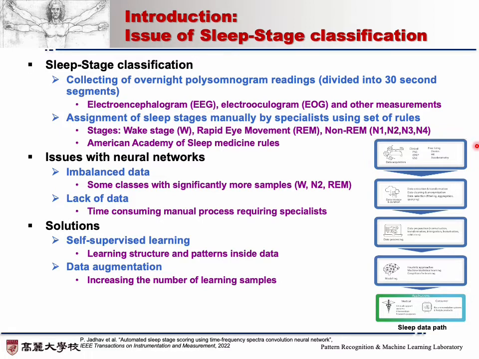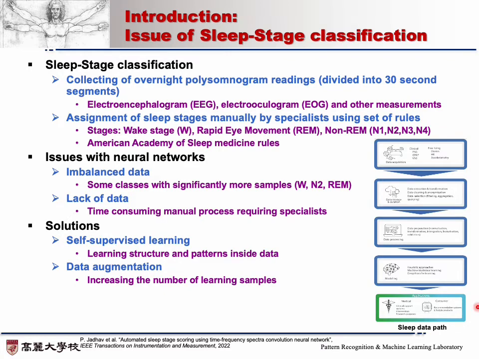After collecting the signal data, it is divided into segments of 30 seconds. Then these readings are collected, and the next step is to call a sleep specialist to divide segments into sleep stages. Sleep stages themselves are divided into wake stage, or W, rapid eye movement stage, or REM, and non-rapid eye movement stages, N1, N2, N3 and N4. Here the deeper stage has the higher number. The classification is conducted using a set of rules such as the American Academy of Sleep Medicine rules.